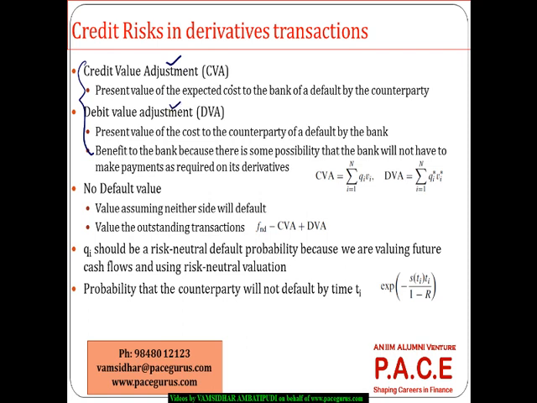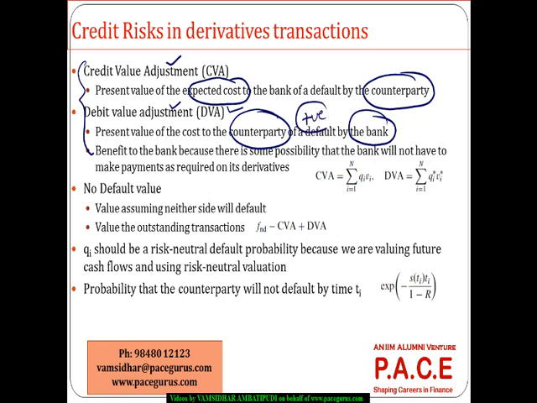What is the present value of the expected cost to the bank if the counterparty defaults? How much loss needs to be borne by the bank in case the counterparty is defaulting? That is what we call the credit value adjustment. And if the bank is defaulting, how much loss needs to be borne by the counterparty is what we are calling debit value adjustment. From the bank's perspective, probably this is more positive because if I am defaulting, I don't need to pay my counterparty. So some payments are getting avoided. In some cases it's a benefit to the bank, but it's a loss to the counterparty. So the DVA is going to be a positive value to the bank, whereas CVA, because of the default of the counterparty, is going to be a negative value to the bank.